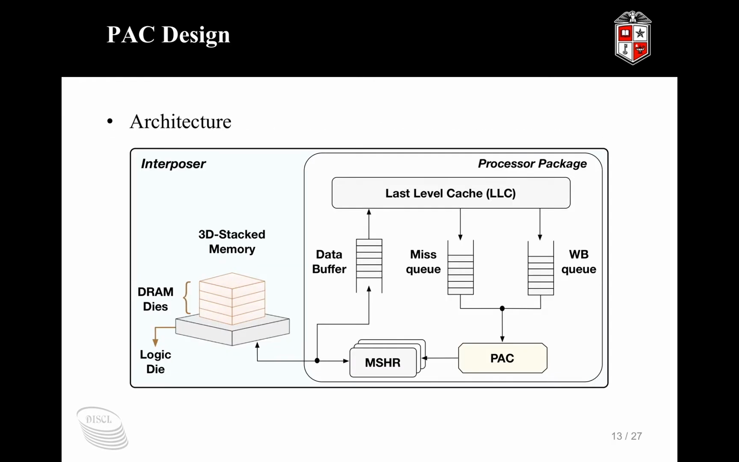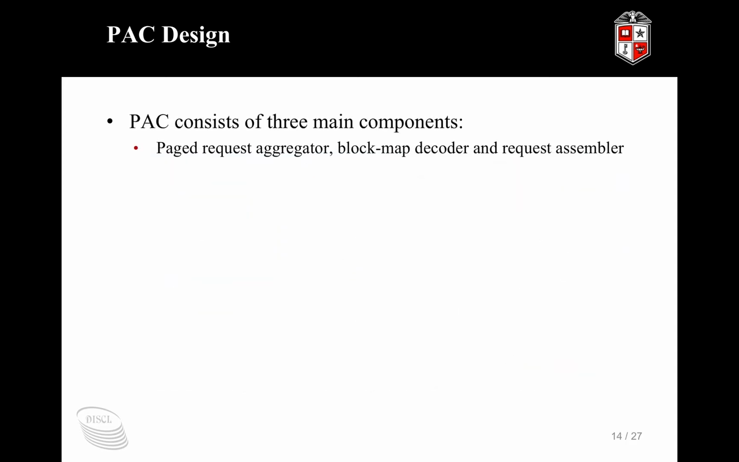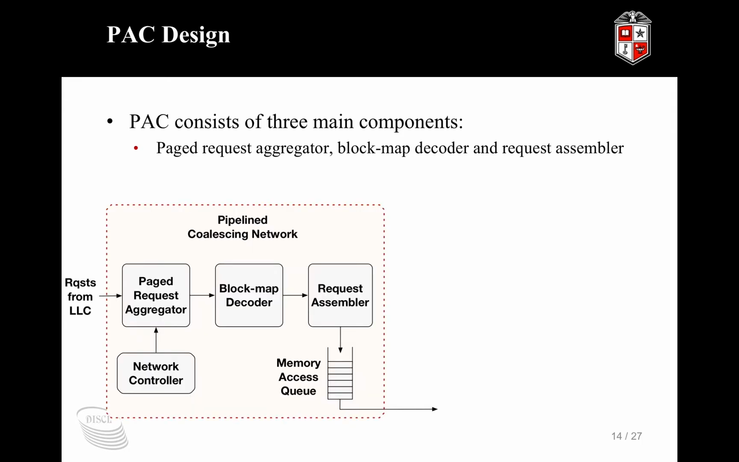First, the architecture of the PAC design. As we can see in the figure, within the processor package, we introduced a component called PAC, between the MSHR and the miss queue and write back queue. So we are aggregating the requests after the last level data cache. All the misses to the LLC will be coalesced by the PAC, which then flushes the requests to the MSHR, and eventually routes all the requests to the 3D stacked memory. The PAC consists of three main components: the page request aggregator, the block map decoder, and the request assembler. We also have a network controller connected to the first component, the page request aggregator, which manages the request ordering and some related optimizations. Each component will be introduced in detail in the following slides.